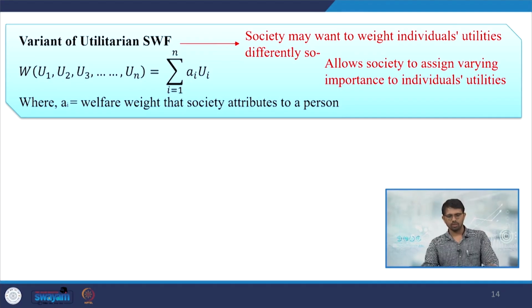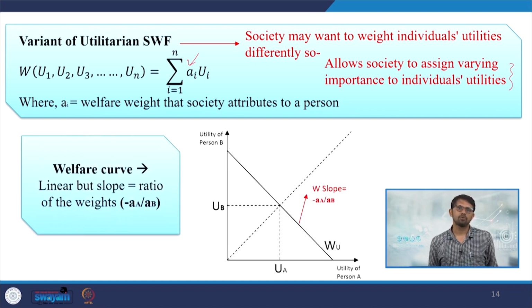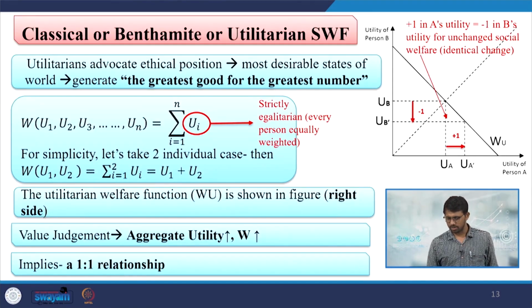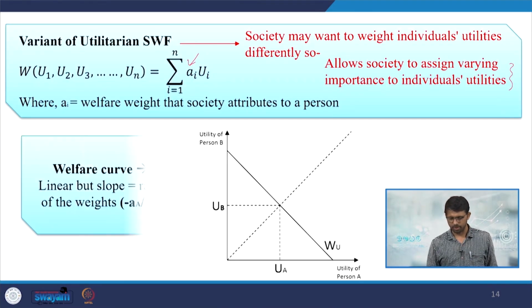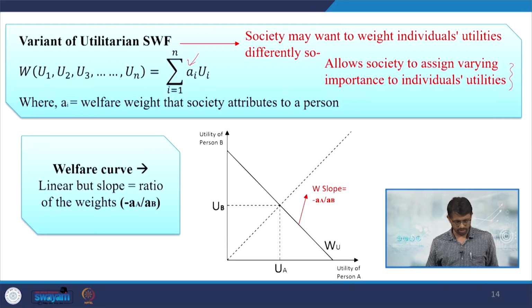Now, society may want to weight individuals' utility differently. Let us allow the society to assign varying importance to individual utilities, and that's explained with the term a. This is called the welfare weight that society attributes to a person. So, in this case our slope, which we have already explained, but in the case of weight it will be minus small a divided by b, and the slope is the ratio of the negative.